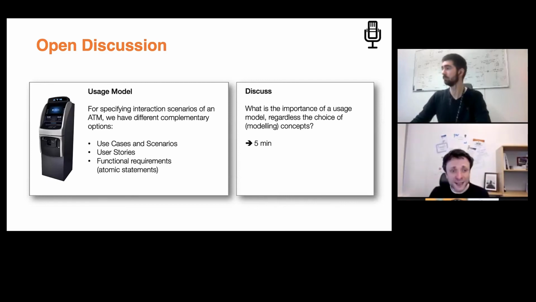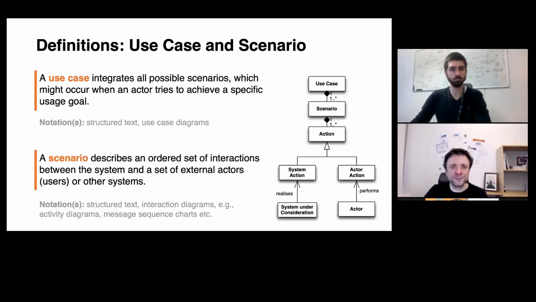Now, let's look to the left side of this figure and we see different concepts. What we will do now is pulling all these concepts apart from each other. And let's start by talking about what the difference is between a use case and a scenario. Now, a use case integrates all possible scenarios which might occur when an actor tries to achieve a specific usage goal. So a use case is an abstraction of multiple scenarios.